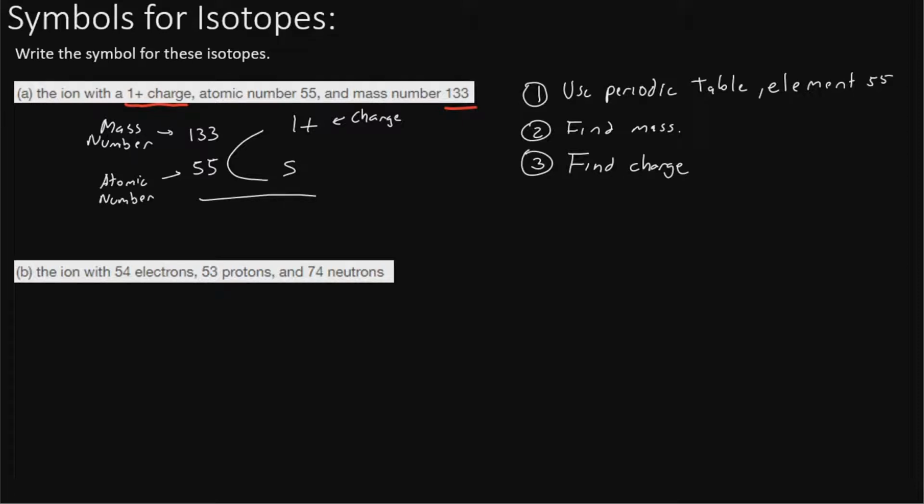Next, let's try part B. This time we aren't given the charge or the mass number, but instead we are given 53 protons, 54 electrons, and 74 neutrons. Number 1, once again, let's use the number of protons to locate the element in the periodic table.